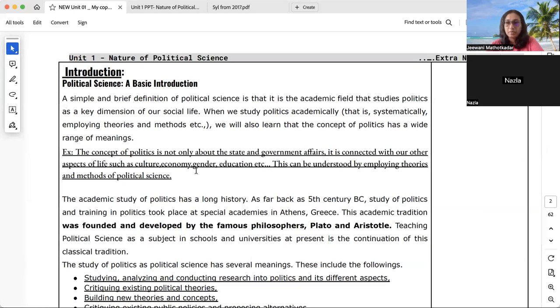There are various ways of learning political science. There are various approaches of learning political science. We are going to learn about them. Okay. So the first topic is basic introduction.